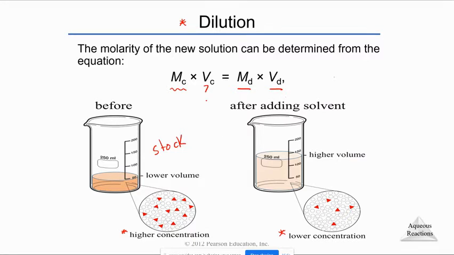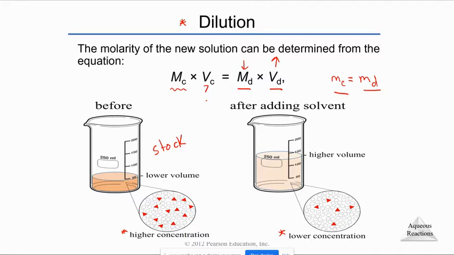A couple things. Number one, the reason that this particular formula works is because the moles of solute do not change. So the moles of solute in the concentrated solution equal the moles of the solute in the dilute solution, because all we're doing is decreasing the molarity by increasing the volume. But overall moles actually stay the same.